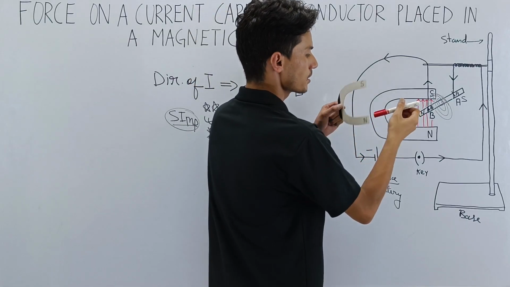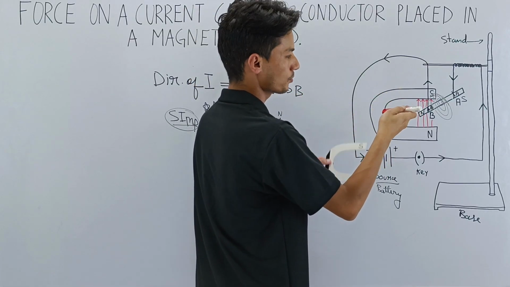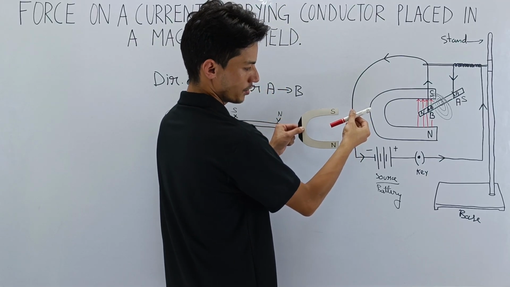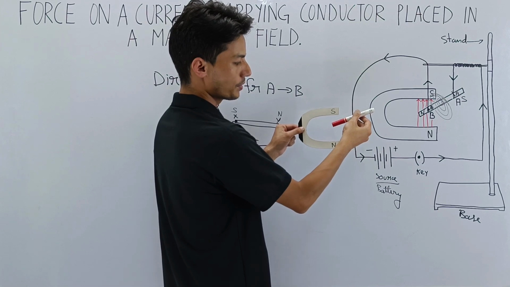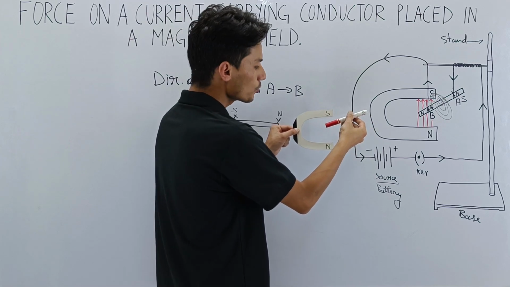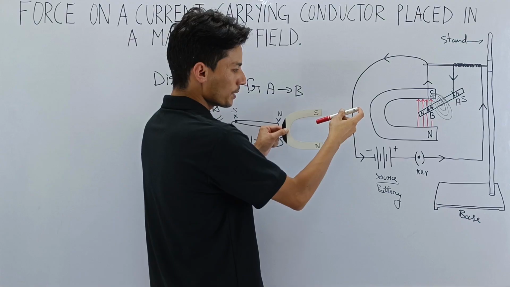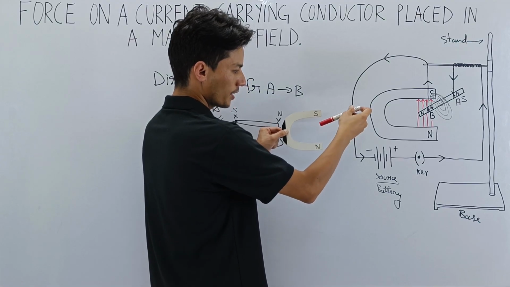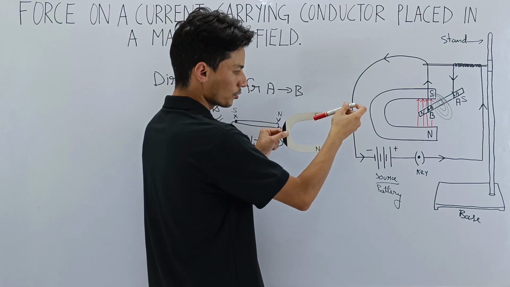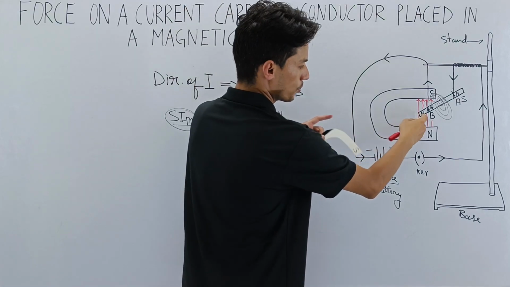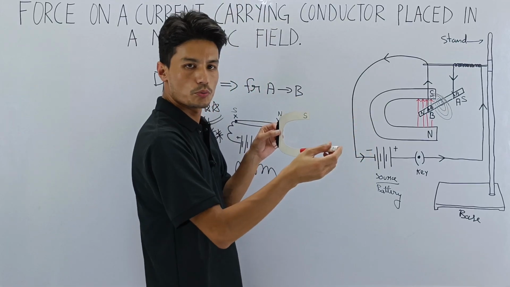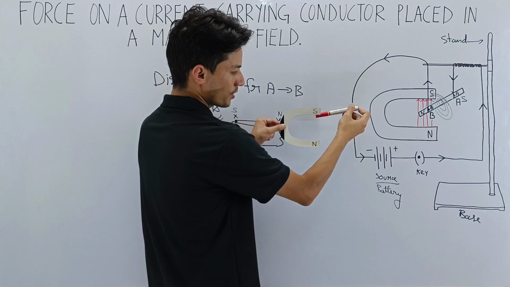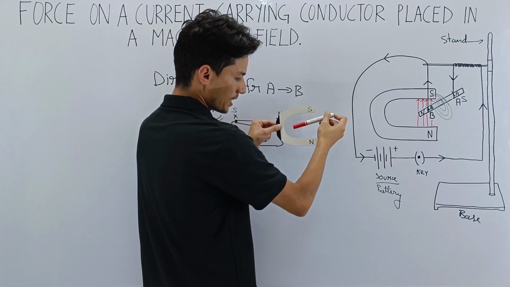Now this is the south pole, this is the north pole, this is the south pole. Now two opposite poles, so what type of interaction will it be? It will be a force of attraction. The south pole will attract the north pole, so the current carrying conductor will move towards the left. The current carrying conductor will be attracted. South pole, north pole, two opposite poles. What type of interaction do we get? We get attraction. So the south pole attracts the north pole, and we have an attractive force.